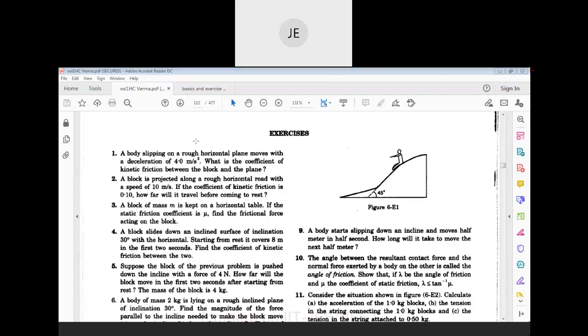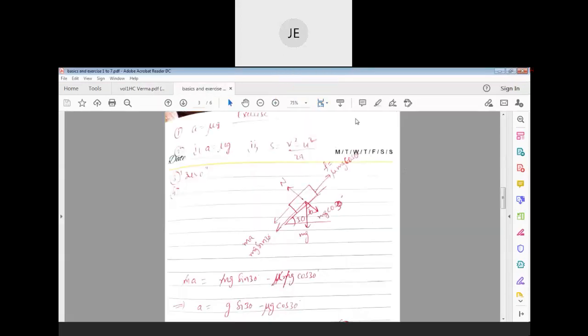Next, a block is projected along a rough horizontal road with a speed of 10 meters per second, and if the coefficient of kinetic friction is 0.1, how far will it travel before coming to rest? Stopping distance formula. S is equal to u squared by 2 mu g. Once again? S is equal to u squared by 2 mu g. Okay, fine. If we substitute, we'll get the answer.